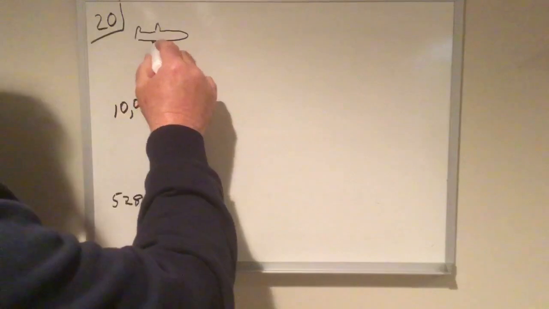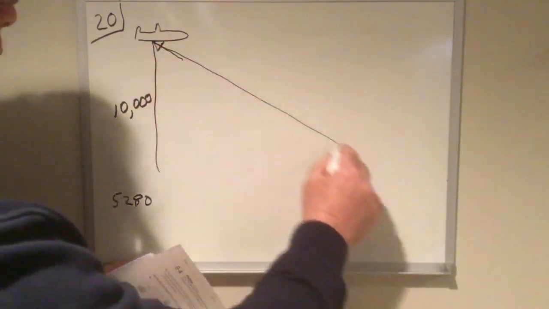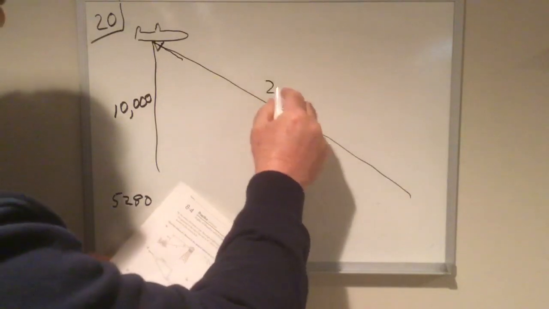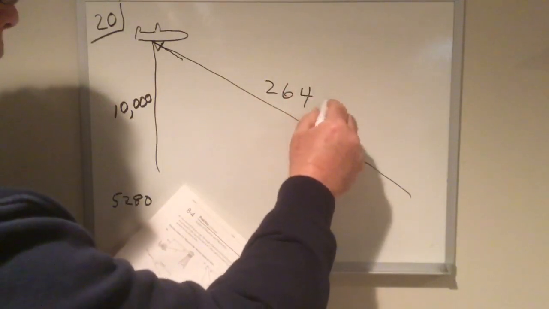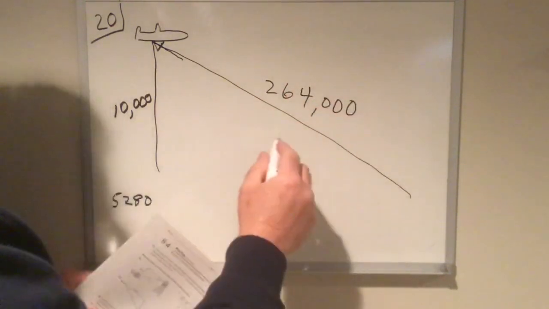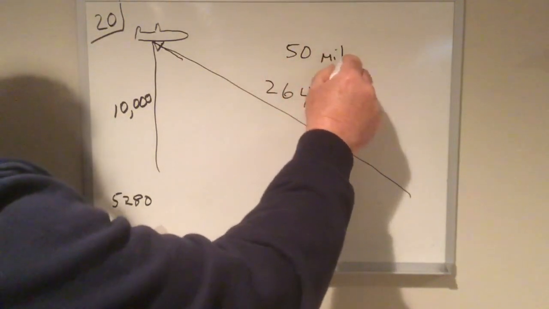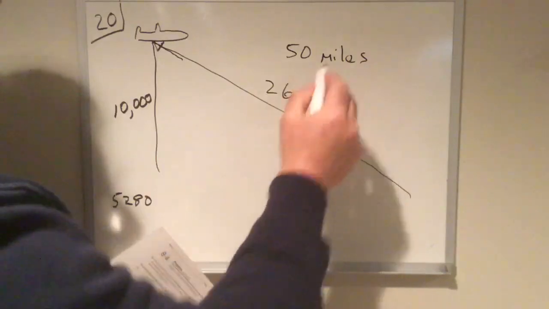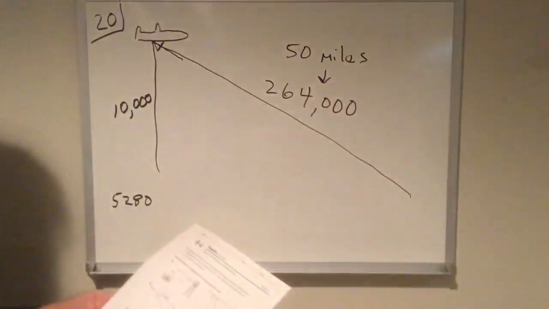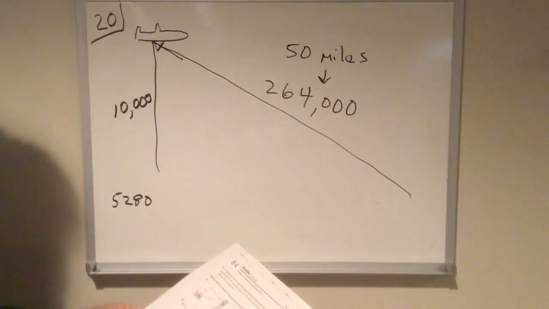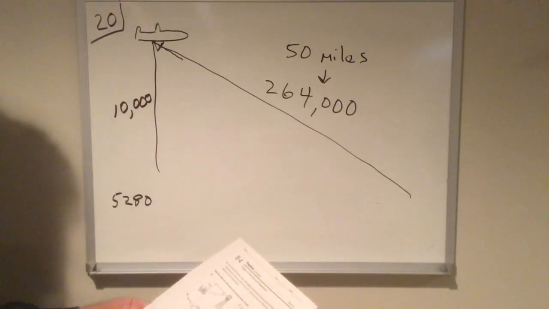So I say this distance here is, what was that number I converted to? 264,000 feet. That's 50 miles. Turns into 264,000 feet. So now I have them both in feet. So that was a fast one. Okay, they do that from time to time.